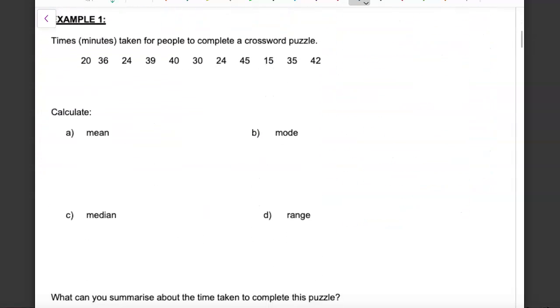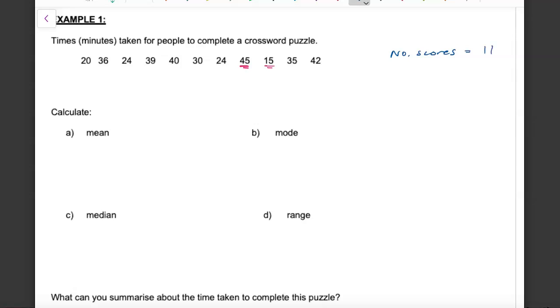So in my first example, we have the time in minutes taken for some people to complete a crossword puzzle. Now before I jump in and calculate the statistics, I'm just going to have a look through these values, and I can see they're all fairly similar. And I'm going to identify my minimum and maximum first of all. You can see my smallest value here is 15, and my largest value I can see is 45. So that's good to identify straight away.